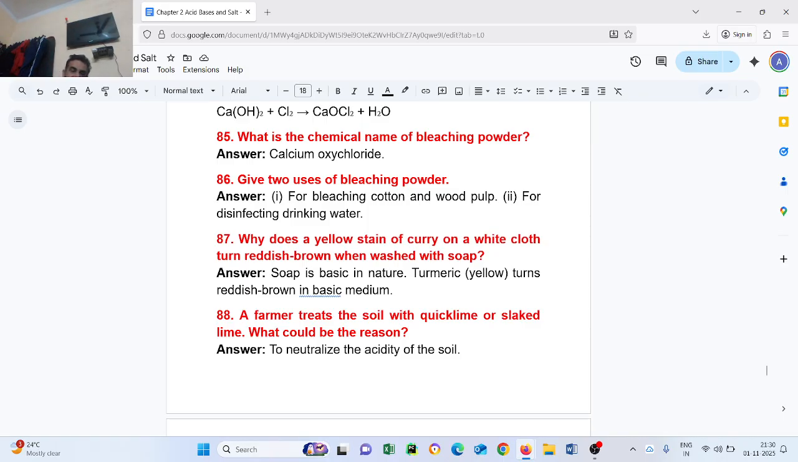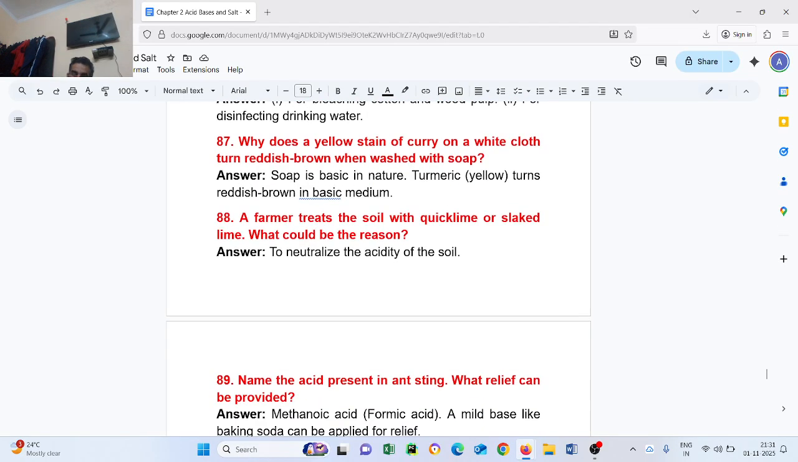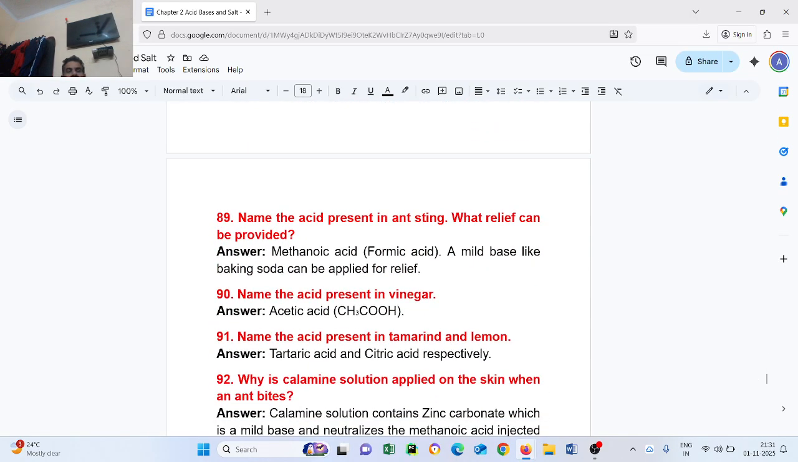Question number 88. A farmer treats the soil with quick lime or slaked lime. What could be the reason? To neutralize the acidity of the soil. Question number 89. Name the acid present in ant sting. What relief can be provided? Methanoic acid, formic acid. A mild base like baking soda can be applied for relief.